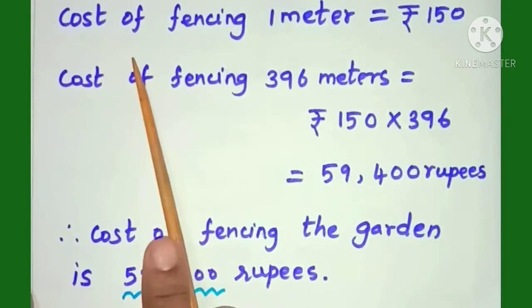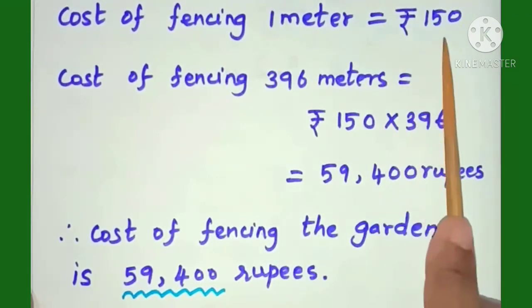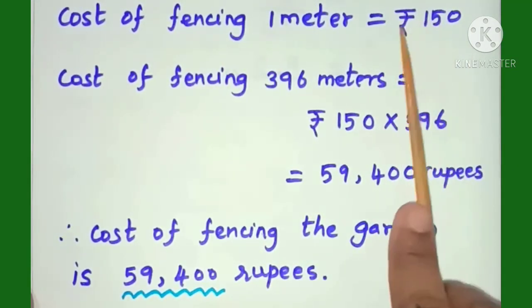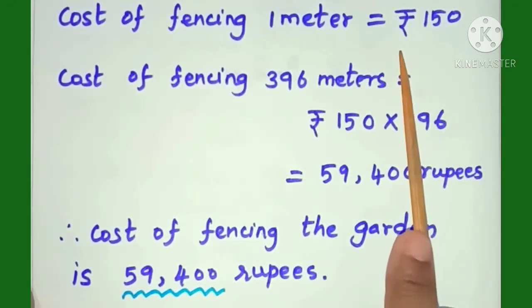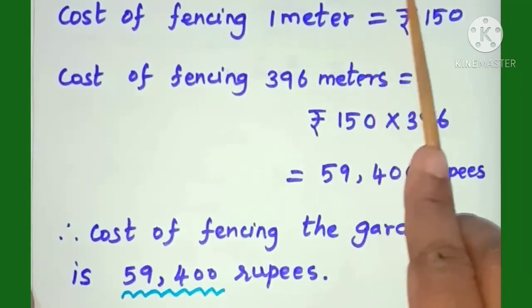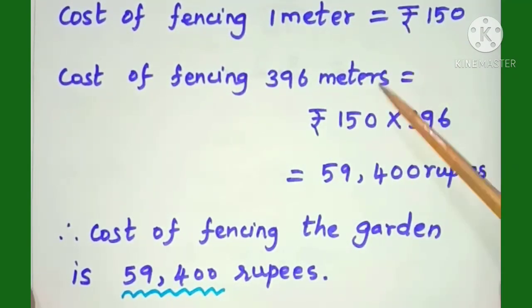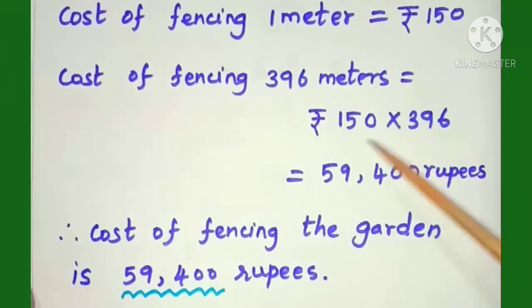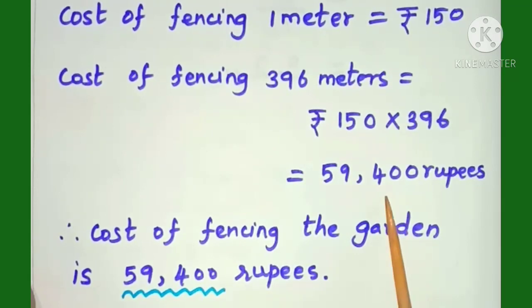Now students, it is given that the cost of fencing 1 meter is 150 rupees. And now we have to find the cost of fencing 396 meters. So we have to multiply 150 with 396. So when we multiply these two values we get 59,400 rupees, which is the cost of fencing the garden.